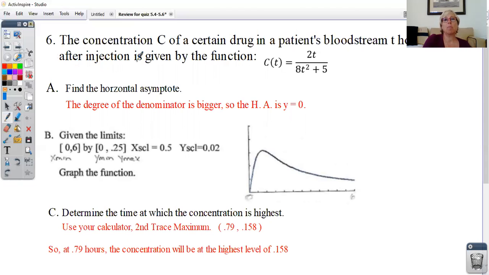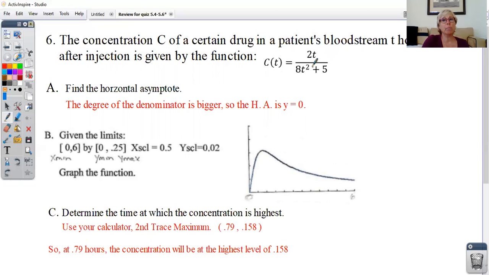Okay, nice little word problem. The concentration of a drug in a person's bloodstream is given by this function. So go ahead and graph it. I do believe that on the review PDF I sent you, that was an X. It should be a T. You could put them in as X's on your calculator, obviously.